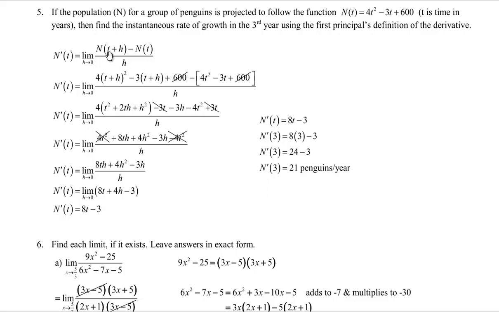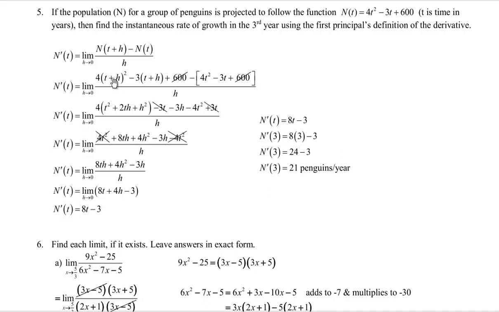So to find N of t plus h, we put t plus h in here. So 4 times t plus h squared is what's here. And we put t plus h here, so minus 3 times the t plus h. And then plus the 600. And again, that's going to subtract to 0 with what's in here. And N of t is just this. We're putting t in place of t. So that is exactly what's here. So those 600s are gone. 600 minus 600 is 0.